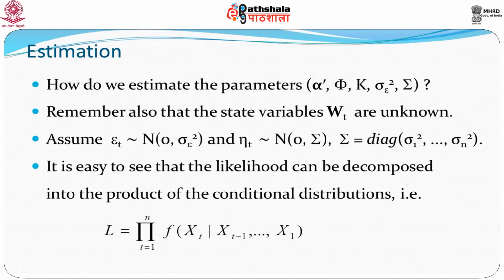We will see that the likelihood can be decomposed into the product of the conditional distribution. That is, we have a joint distribution which is f x 1 x 2 x n, but what we will do is we will start with f x 1 into f x 2 given x 1, f x 3 given x 1 and x 2, etc. So, in general it will be f x t given x 1 to x t minus 1, that is given the past, and since we are looking at a time series which is causal, we will be primarily looking at this sort of a distribution.